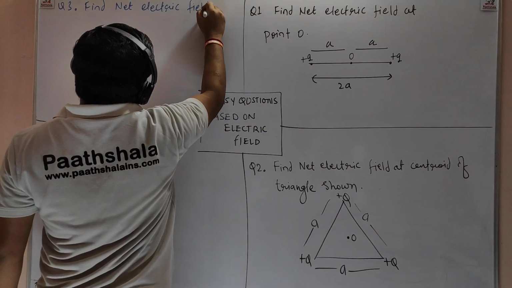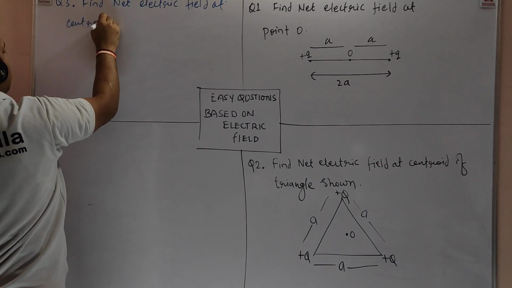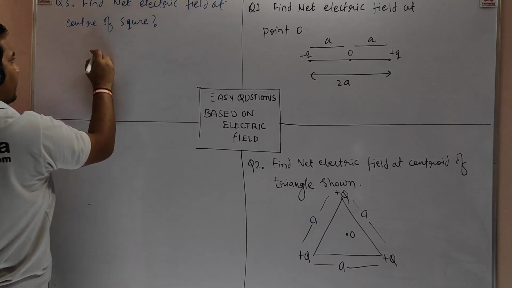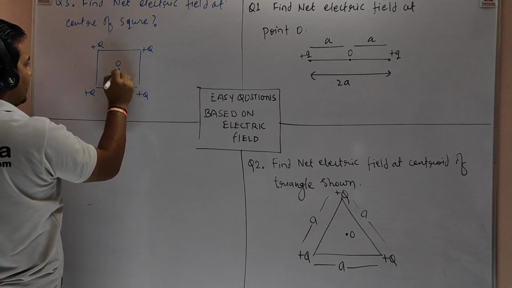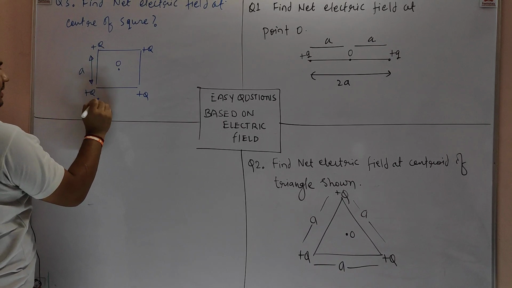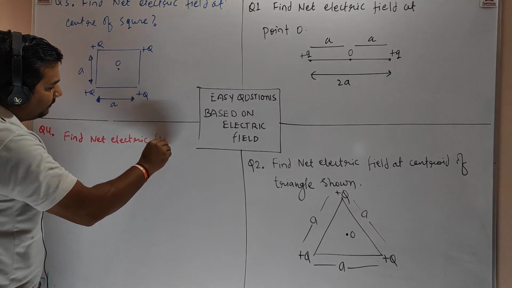Find the field at the center of the square. Charges are kept at the corners of a square. Your task is to find net electric field at O. This is a, this is a.